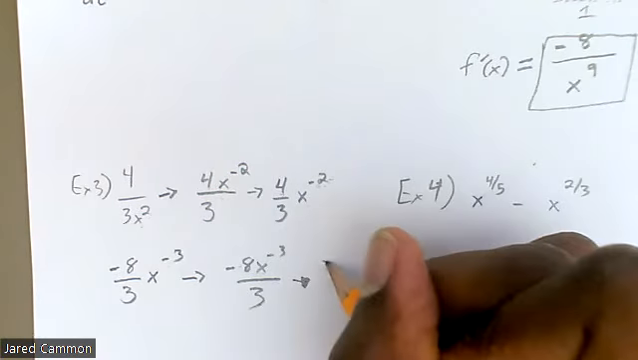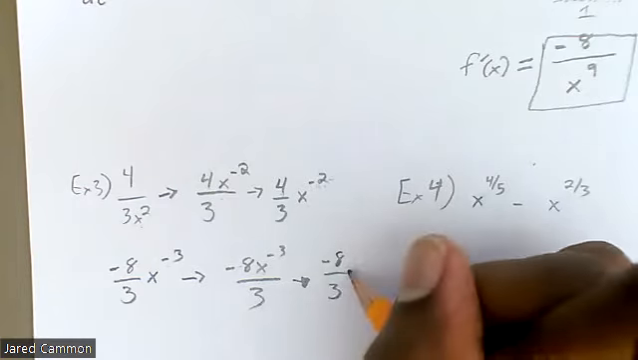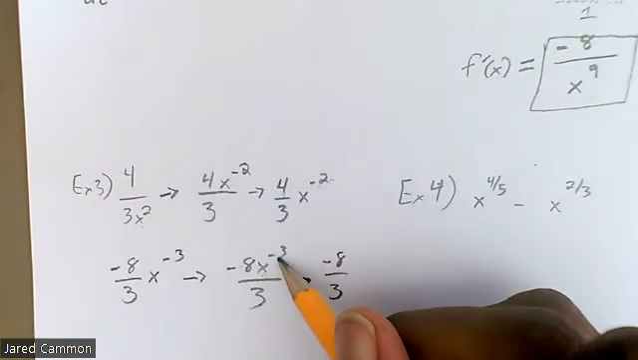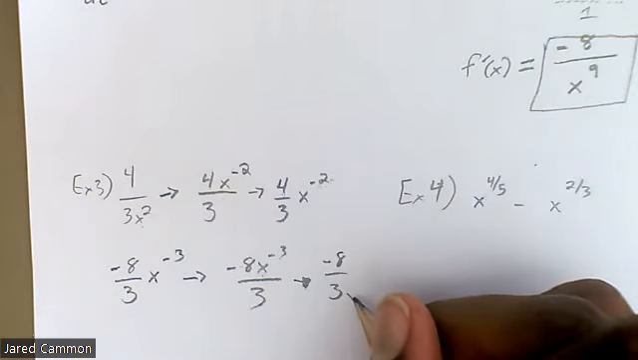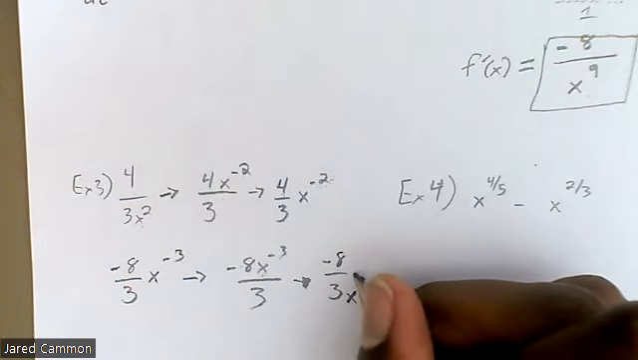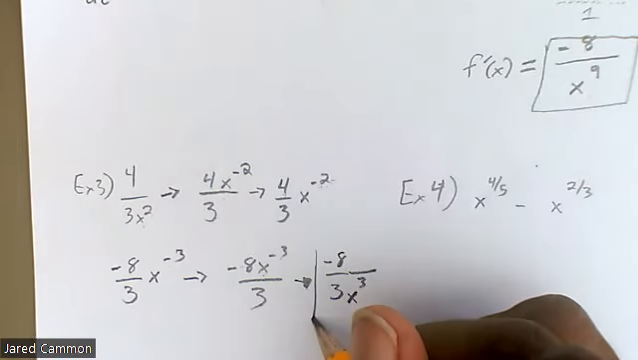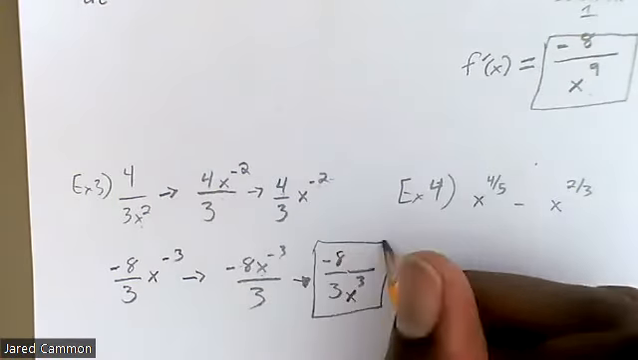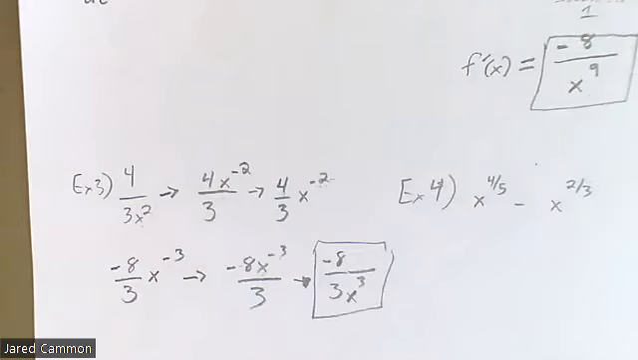So we finally get where the negative 8 and the 3 stays the same. This base and exponent flips to the bottom and changes sign. So we get x to the 3rd. So our final answer will be negative 8 over 3x to the 3rd.